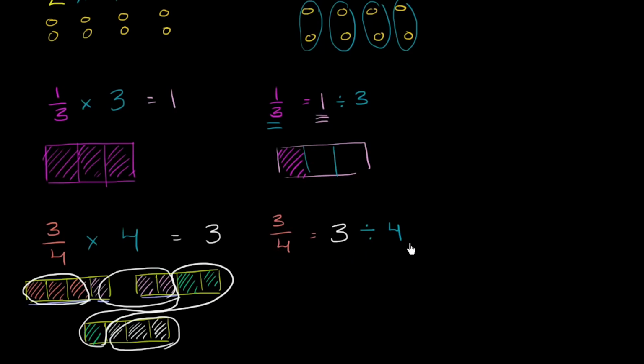And in general, this is true. The fraction symbol here can be interpreted as division. And looking at this diagram right here, it made complete sense. If you started with 3 wholes and you want to divide it into 4 equal groups, 1 group, 2 groups, 3 groups, 4 groups, each group is going to have 3/4 in it.